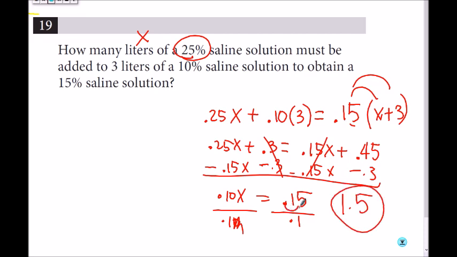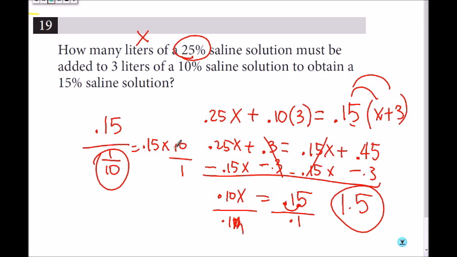When you divide by a decimal, you move 1 decimal to the right. Or if you're not sure, 0.15 divided by 0.1 is what? 0.1 is 1 over 10. So when you divide by a fraction, it is 0.15 times, flip and multiply. So it's 10 times bigger, so it's 1.5.